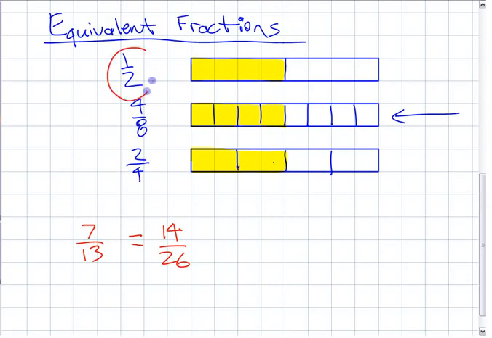That would be like taking this fraction and turning it into this fraction. You're just doubling the number on the top and the bottom. This was 1 out of 2. If you change it to 2 out of 4, you're just doubling the number on the top and the bottom. We can times this by 2 as long as we times that by 2.